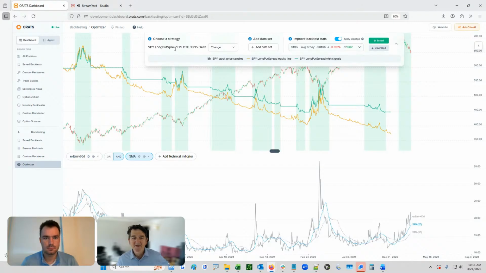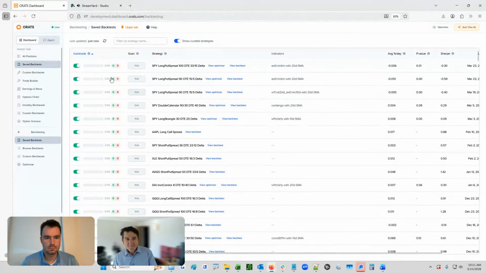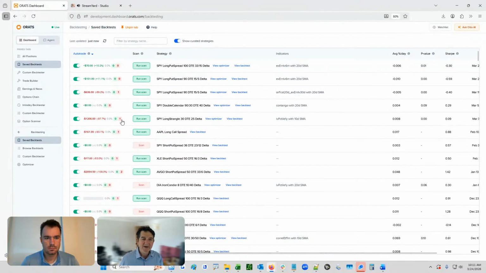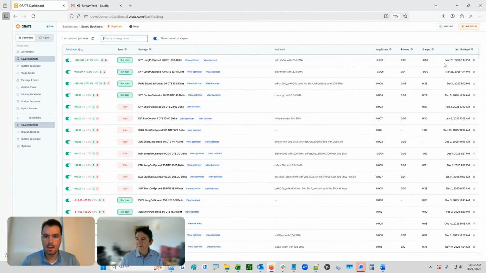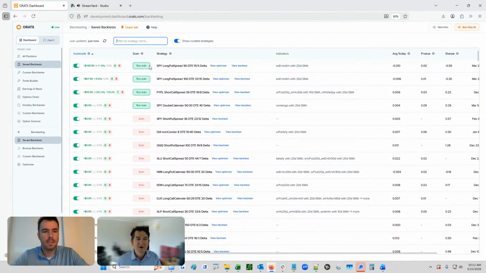So I've saved this 75-day, and then what you do is you go to your saved backtests. I have a bunch of saved backtests that I'm running and using and testing. It's sorted by date over here, March 23rd, so these are the ones I've run today. This is the type of strategy that I'd like to get into, and I'll then auto trade it.